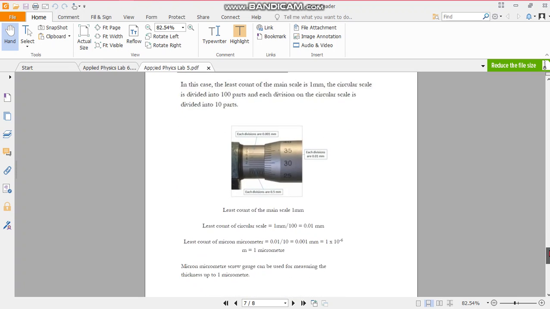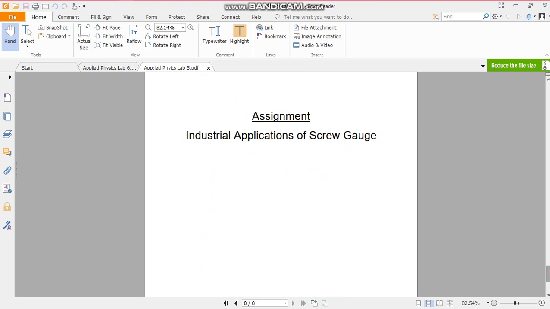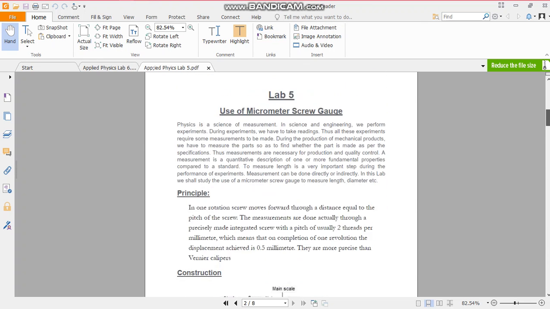And finally the last question will be industrial application of the screw gauge. You do this at home and keep it with you. If there will be a viva, then I will ask you to bring it with you. Otherwise the question can come in the exam also about the industrial applications of screw gauge. So this was the lab 5, which is all theoretical.